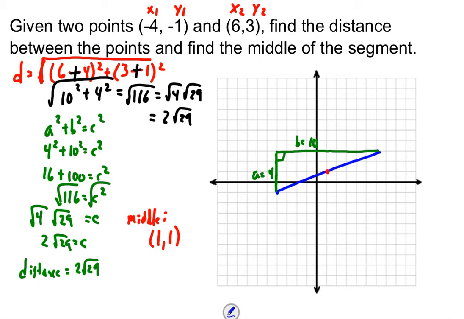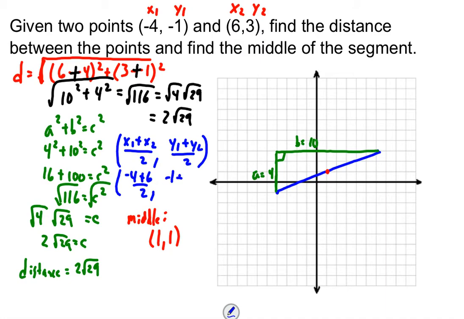And then our other piece is to find the middle, so let's use that midpoint formula. The midpoint formula said to add your x's together and divide by 2, and then add your y's together and divide by 2. So for the x's, it'd be -4 plus 6 divided by 2, and for the y's, -1 plus 3 divided by 2. -4 plus 6 is 2, and -1 plus 3 is 2. So we get the same as what we guessed, (1, 1), and it actually is (1, 1). So again, the midpoint and distance formulas.